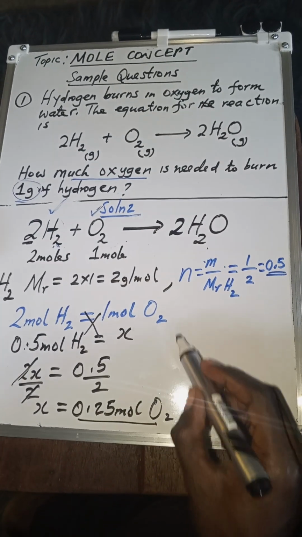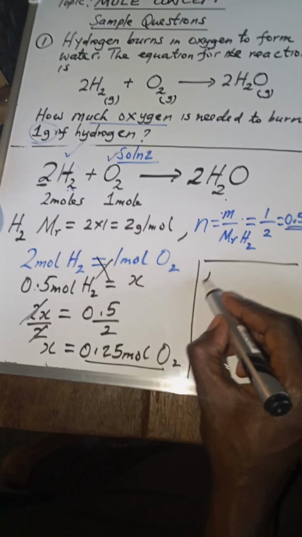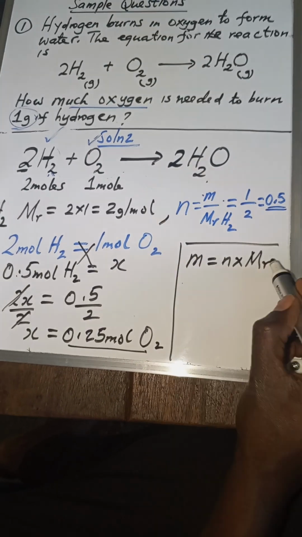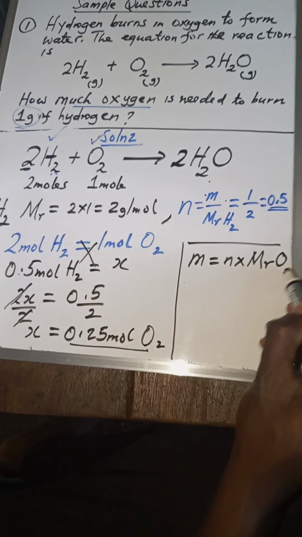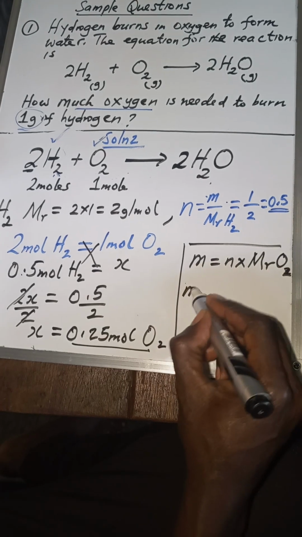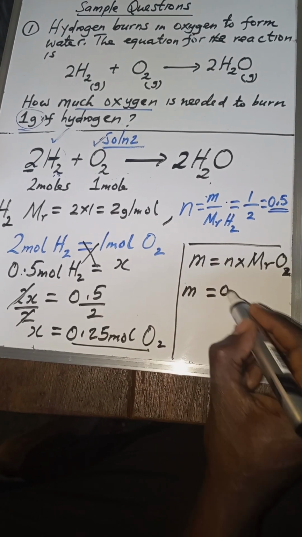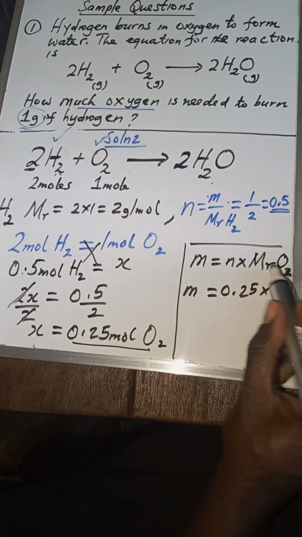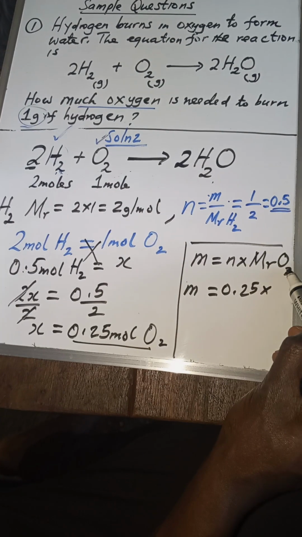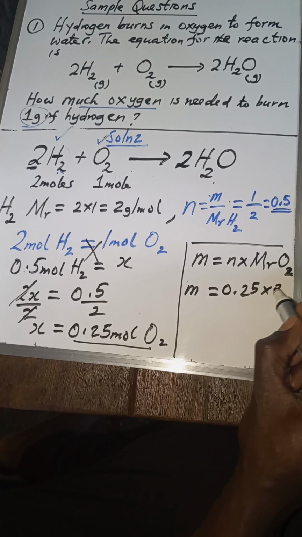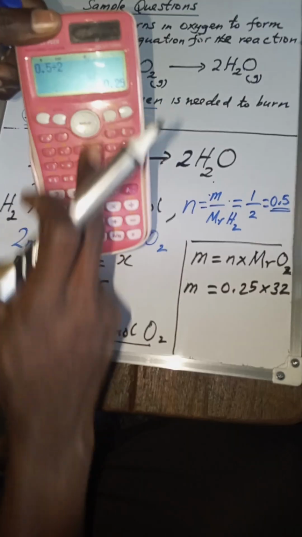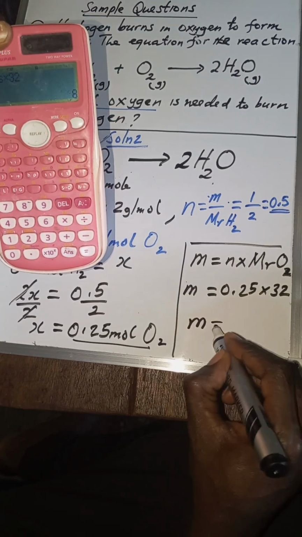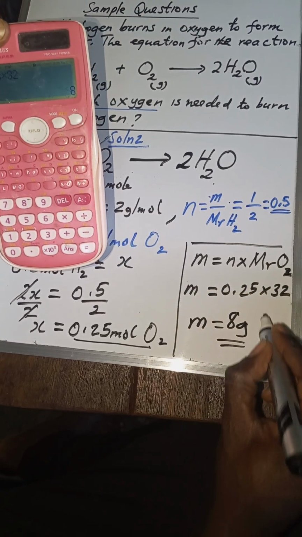So now you have not found the final answer, because you need the mass. So you can now apply: mass is equal to number of moles times molar mass. What's the molar mass we are looking for? It's for oxygen. So the mass is equal to the number of moles, 0.25, multiplied by the molar mass of oxygen. If you calculate the molar mass of oxygen, it's 2 times 16, that gives you 32. So it will be 0.25 times 32, which is going to give me my mass, equal to 8 grams of oxygen.